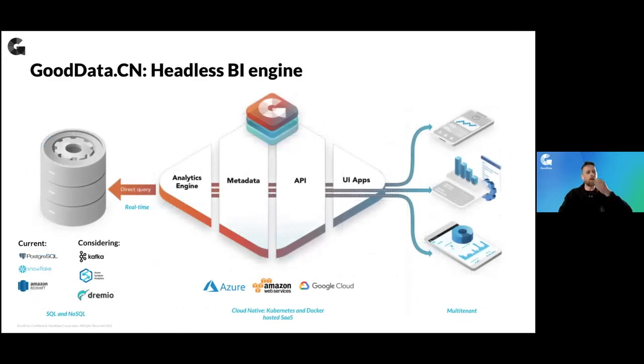Today in our demos, we will be using our headless BI engine. This is the name of the product that is relatively new. We actually launched this a month ago, roughly. It's called GoodData.CN. CN stands for Cloud Native. And that's essentially the GoodData implementation of this headless BI engine.